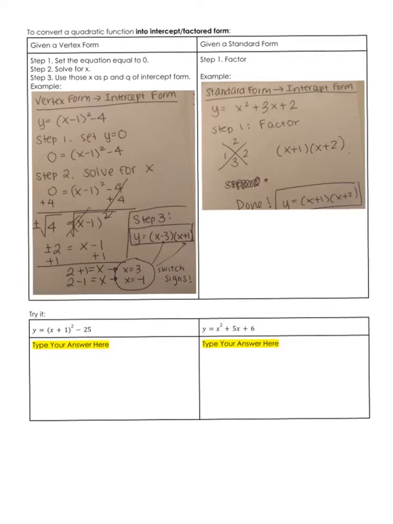Now we're going to change vertex form and then standard form into intercept form. So we already know how to do this because we've been doing it before, but now we just organized it in a table. So let's look here. We're going to change vertex form into intercept form.